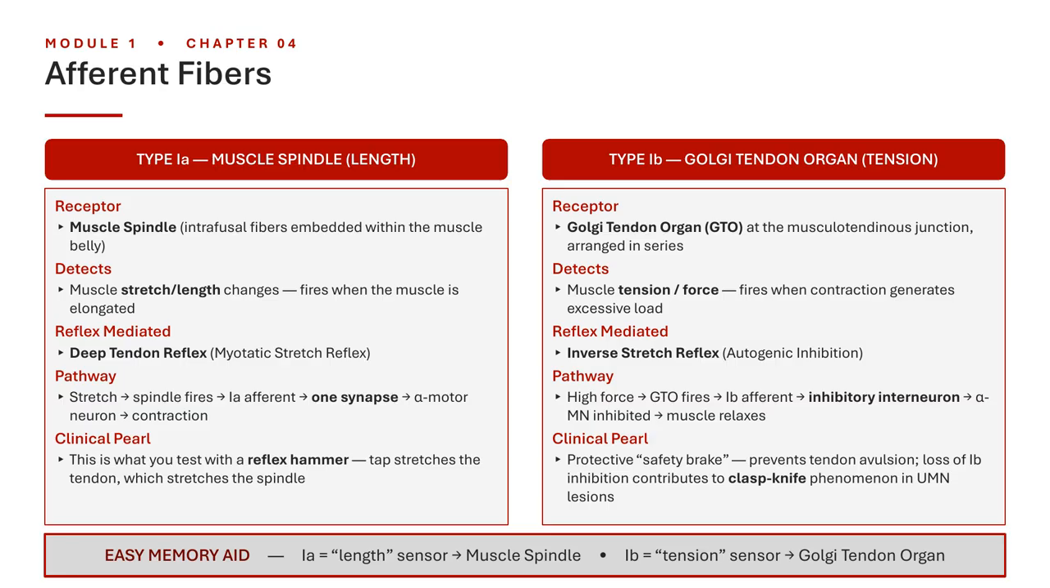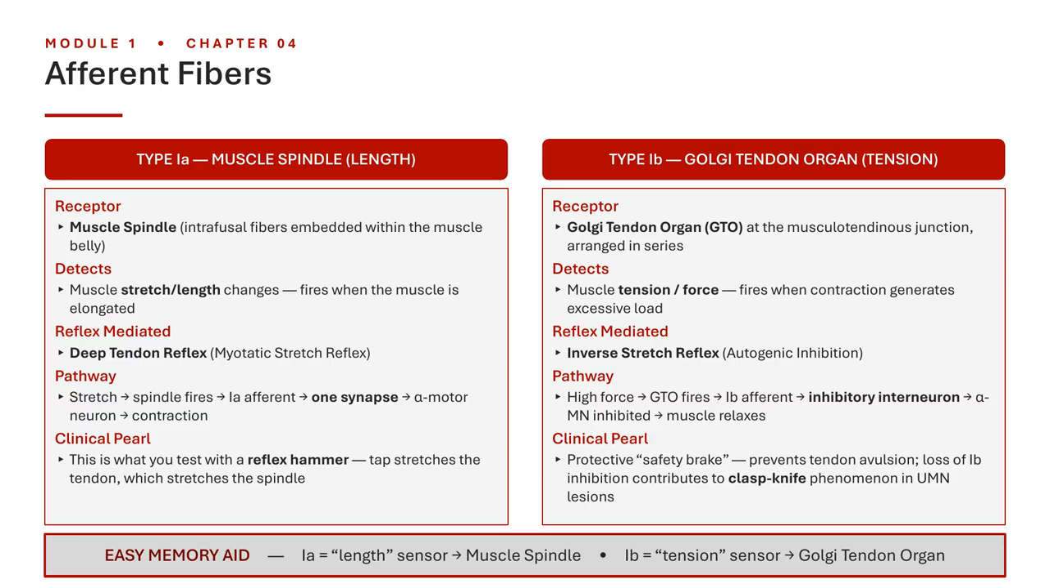The reflex it mediates is the inverse stretch reflex, autogenic inhibition. The pathway requires an interneuron. High force, GTO fires, IB afferent, inhibitory interneuron, alpha motor neuron inhibited, muscle relaxes. Clinical pearl, the protective safety brake. Loss of IB inhibition contributes to the clasp knife phenomenon in UMN lesions.